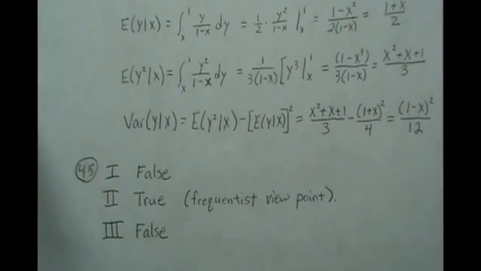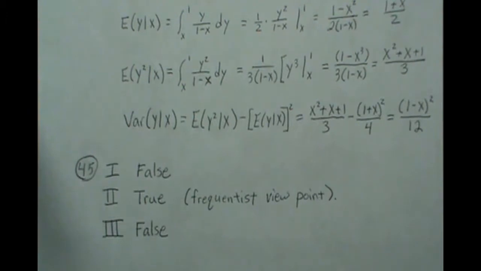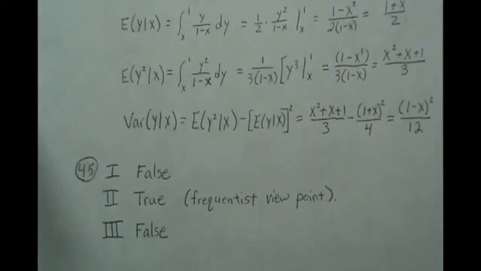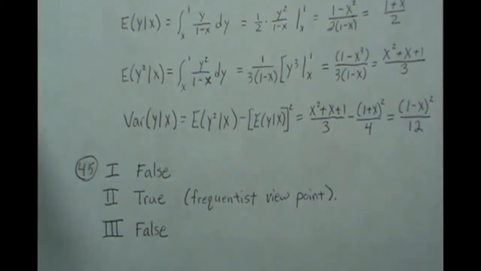And number 3: if we were to collect one additional independent observation from the same normal population, the probability is 0.95 that the new observation will fall in the interval 10.54 to 11.4. That's false. It's a confidence interval for the true population mean. It has nothing to do with individual observations. So that is false.